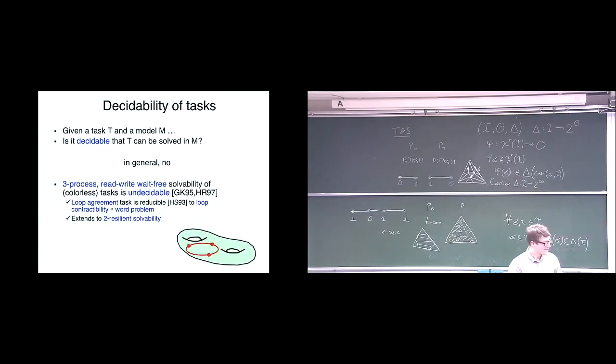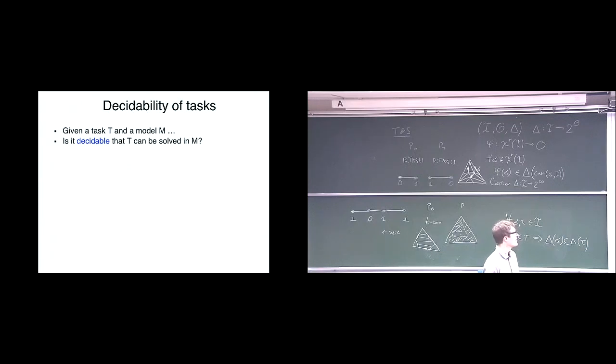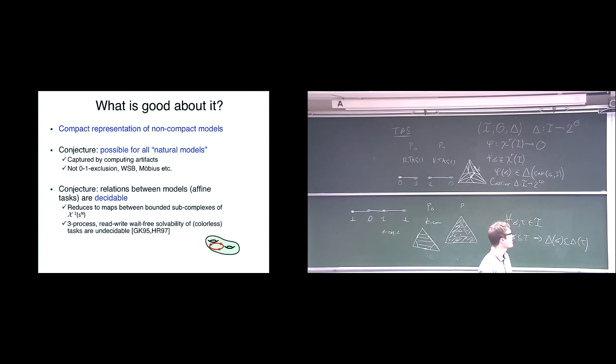But similarly here, for some models the question of decidability is important, because sometimes you want to characterize the set of tasks which are solvable for a given model. The intuition is that if we restrict ourselves to affine tasks, the relation between models, whether one model implements the other or not, becomes decidable. We still don't know exactly how to characterize the set of tasks solvable in a model, but the relative power of the models can be decided.